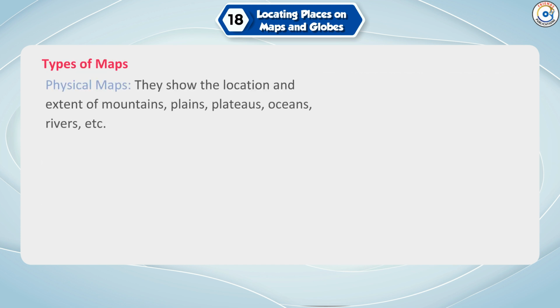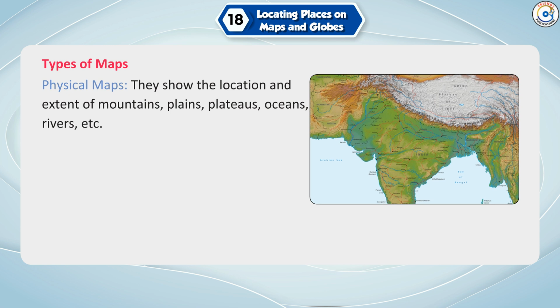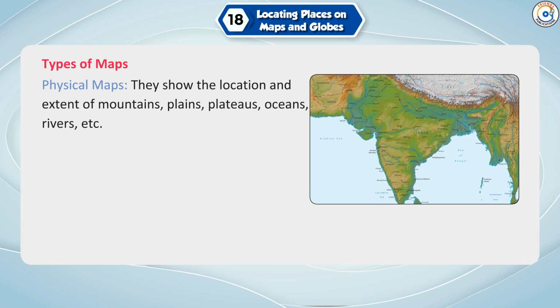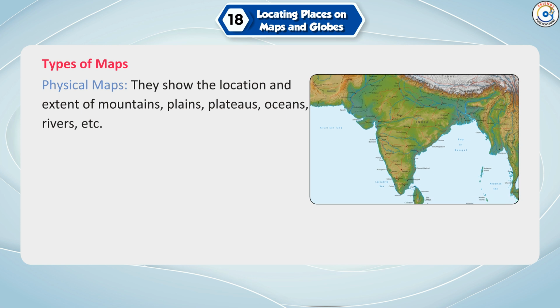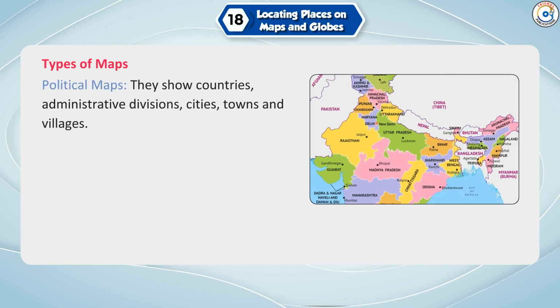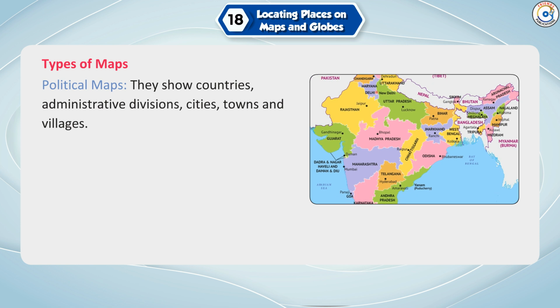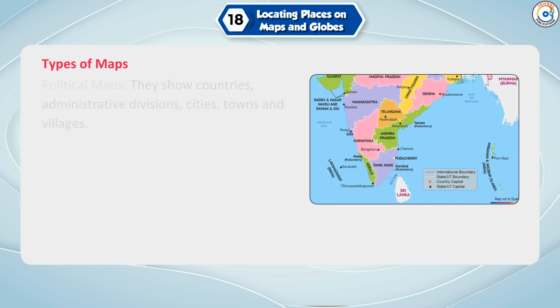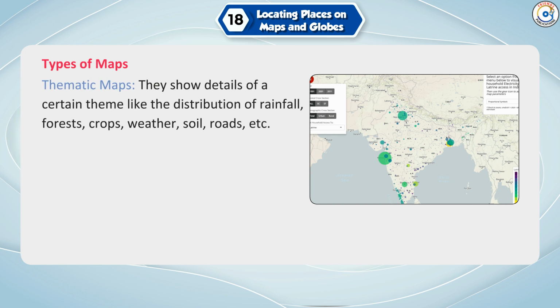Types of maps. Physical maps. They show the location and extent of mountains, plains, plateaus, oceans, rivers, etc. Political maps. They show countries, administrative divisions, cities, towns, and villages. Thematic maps. They show details of a certain theme, like the distribution of rainfall, forests, crops, weather, soil, roads, etc.